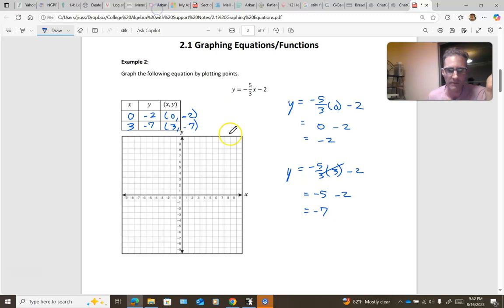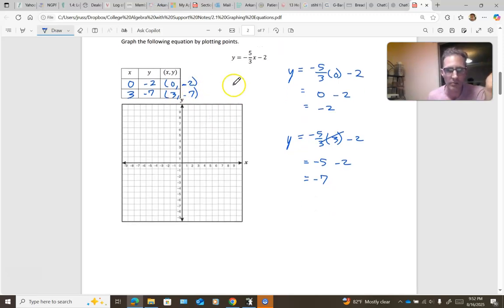In any case, we've got our two ordered pairs here. I'm going to go ahead and plot those: 0, -2. It's going to be right here on the y-axis. And then 3, -7. So I'm going to go to the right 3, and we'll go down 7, and it's going to put me right there.